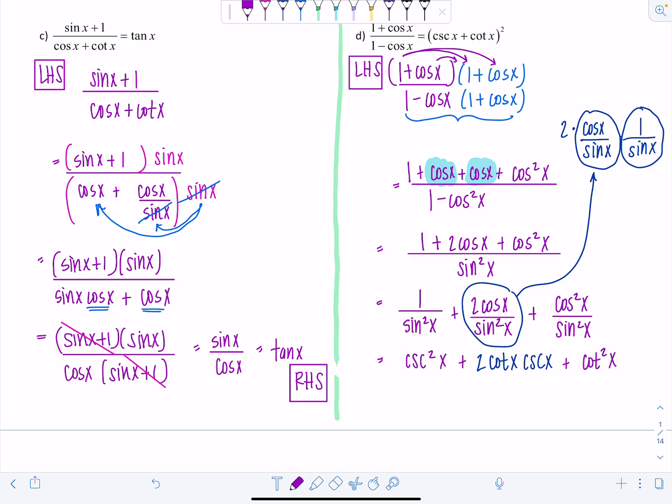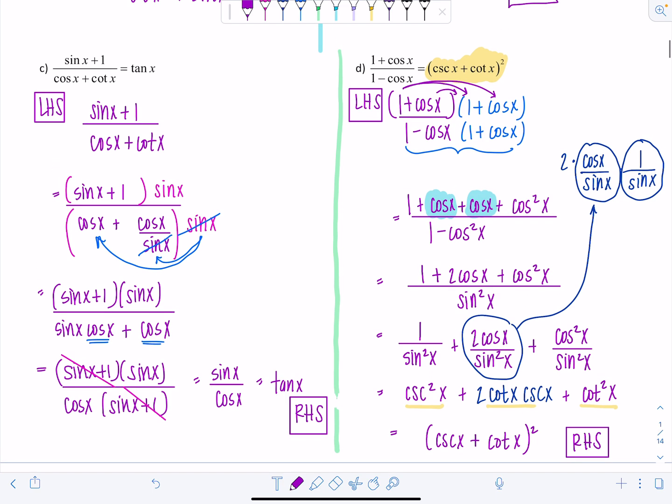And then look at the right-hand side. Look at our goal. It's cosecant x plus cotangent x quantity squared. And that's basically what I have here. This is a perfect square trinomial. I just have to factor it. So this is cosecant x plus cotangent x squared. And we're done. That's the right-hand side. If you didn't notice that, then maybe review some of your factoring. And that's a perfect square trinomial pattern that you need to recognize.